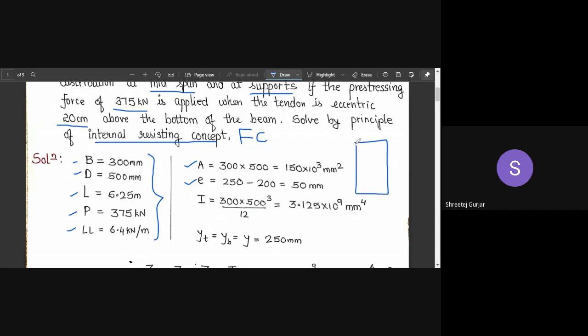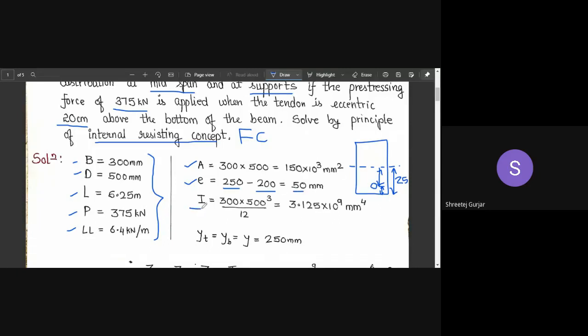So if this is your beam, this is the center of your beam. We have divided it into half. The total depth is 500, so this part will be 250. And then your cable is located at a distance of 200 mm from the bottom of your beam. So what is the distance from the CGC? It will be 250 minus 200, where 250 is half of 500, and the distance of the tendon from the bottom of the beam is 200 mm. So eccentricity is 50 mm from CGC.